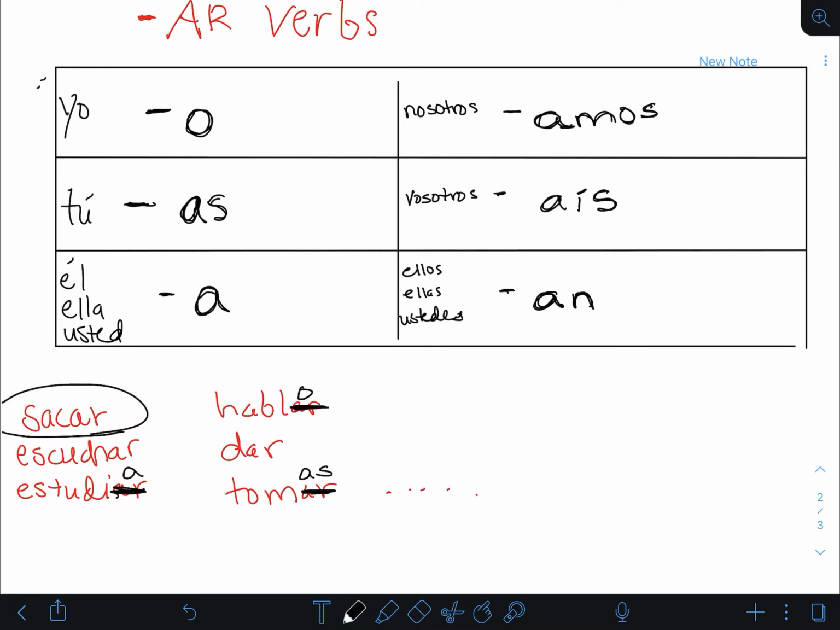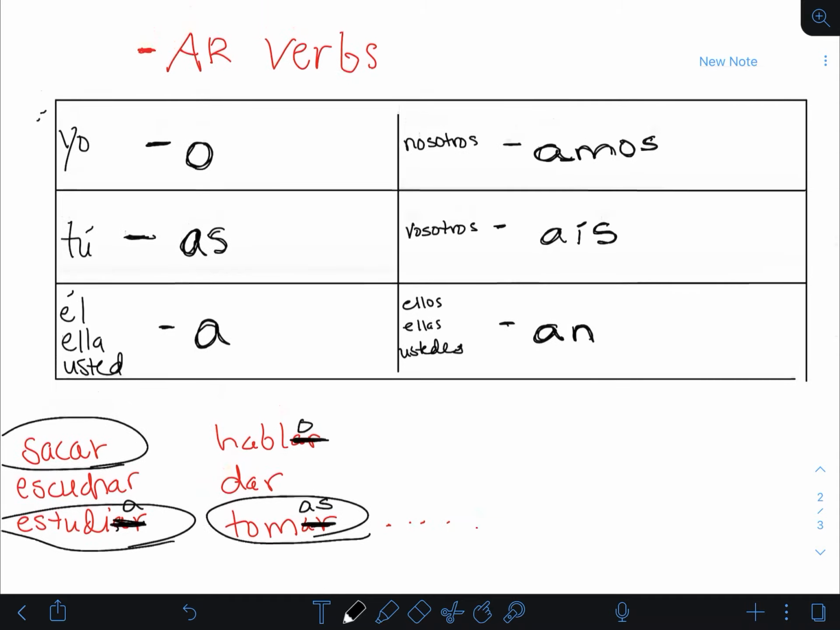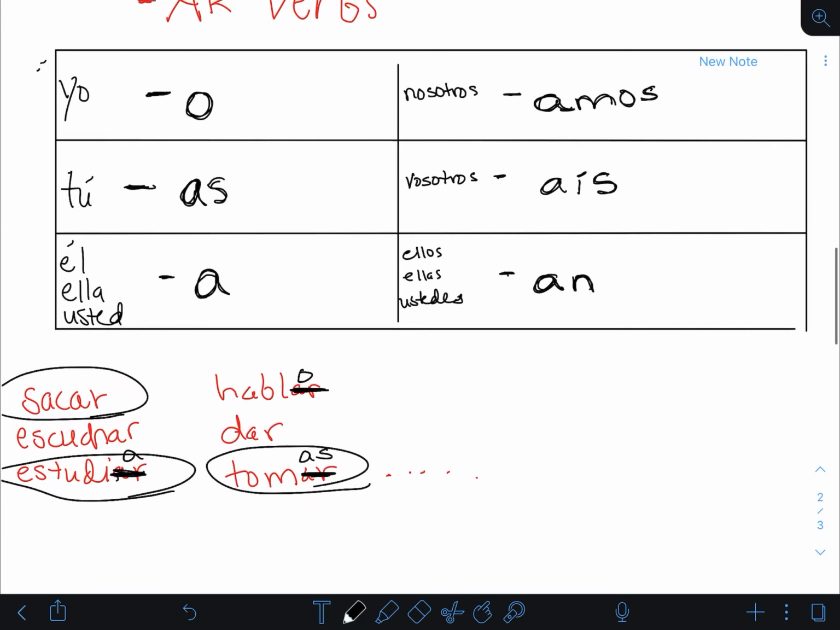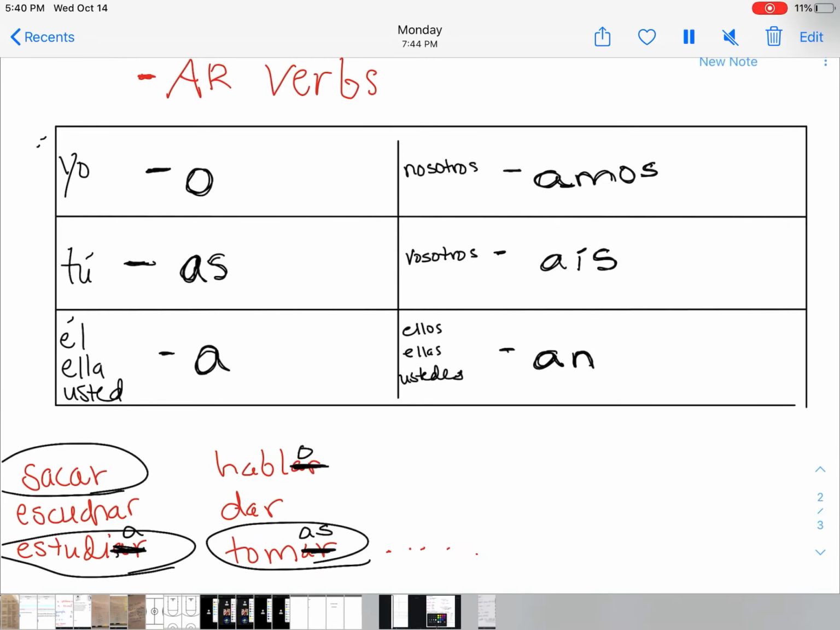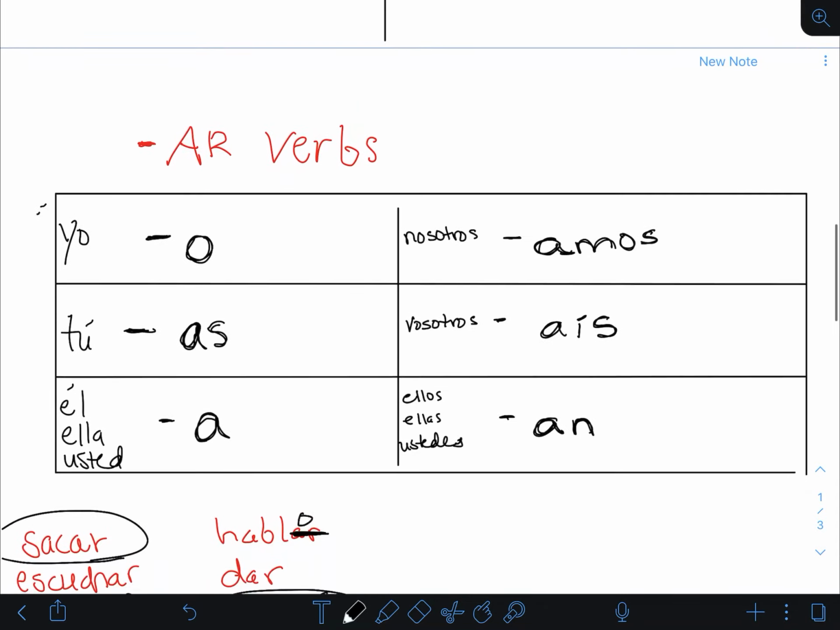So this is going to come in handy, especially when we're doing grammar. So just make sure that you keep these in mind, this is super important. This chart's going to save your life over and over again in high school Spanish. So please just make sure that you know what's going on.